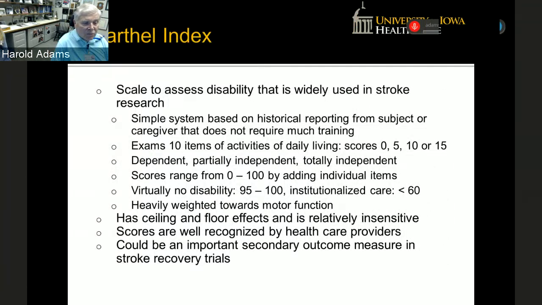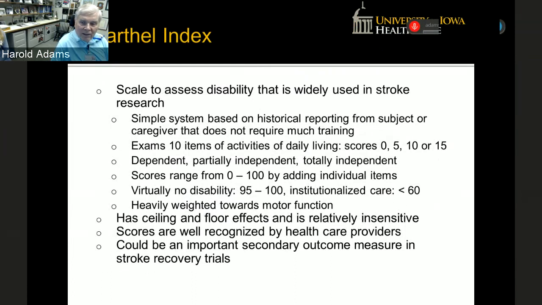The Barthel Index, which is one of the scales we used in our first clinical trial, is based on reporting from the subject or caregiver. It does not require much training. There are 10 items that are scored, 0 for unable to do, all the way up to 10 to 15, depending on whether the patient is dependent, partially independent, or totally independent. The scores range from 0 to 100, with 95 and 100 being no disability, institutionalized under 60. Once again, this is very heavily weighted towards motor function.